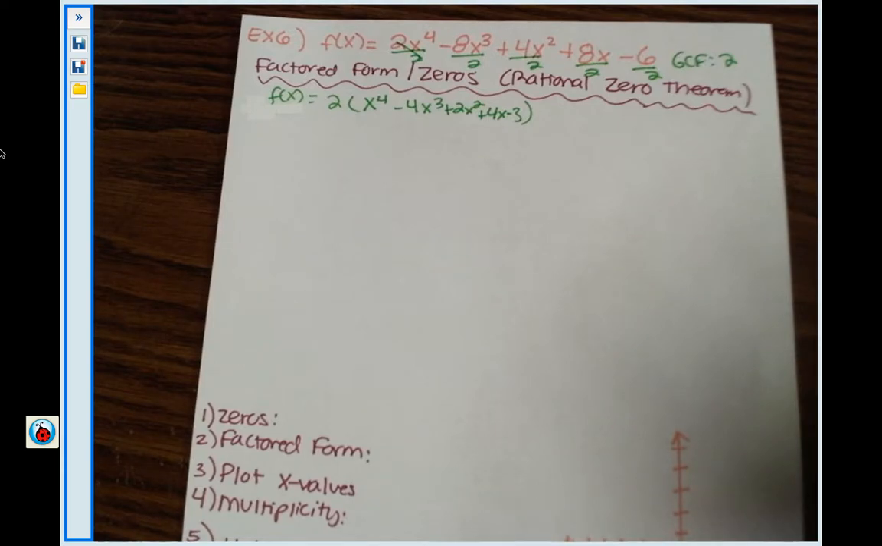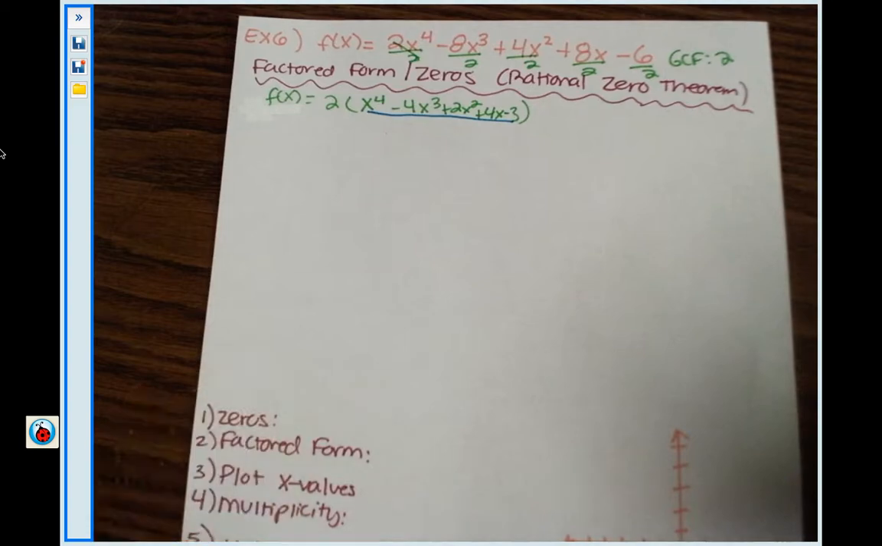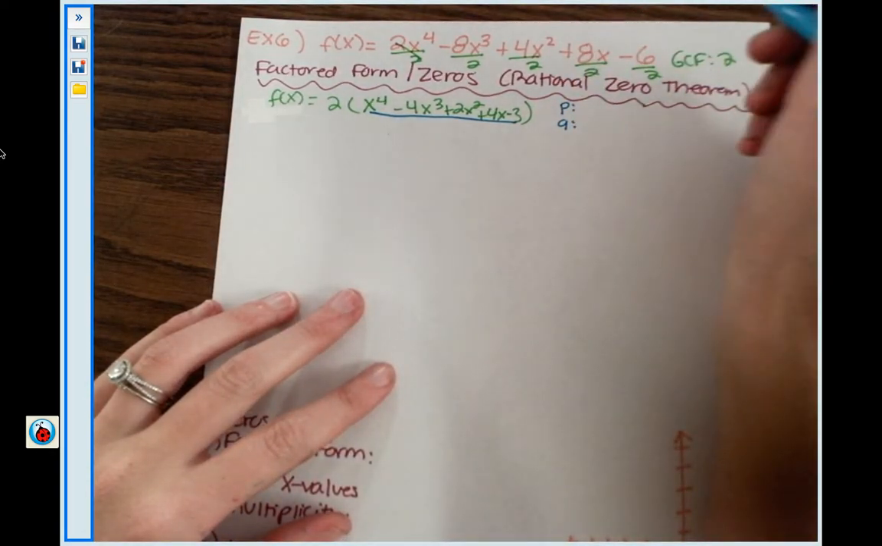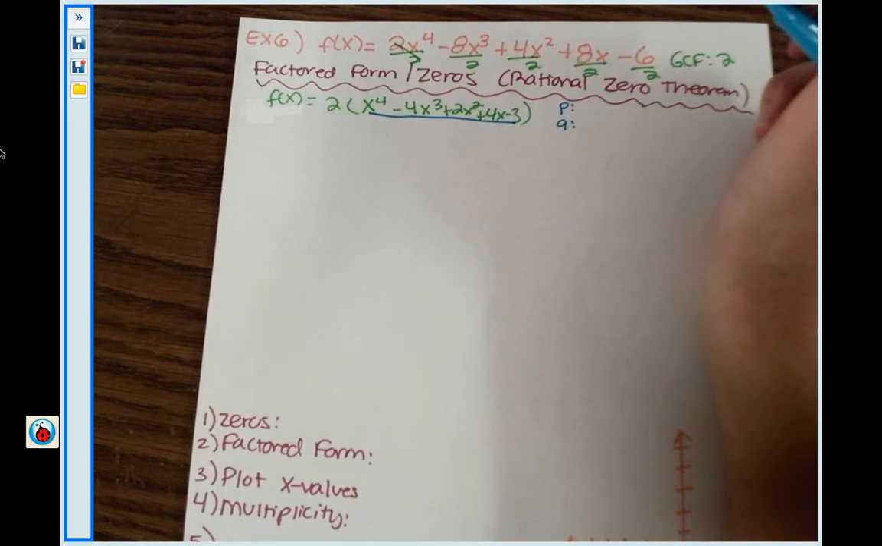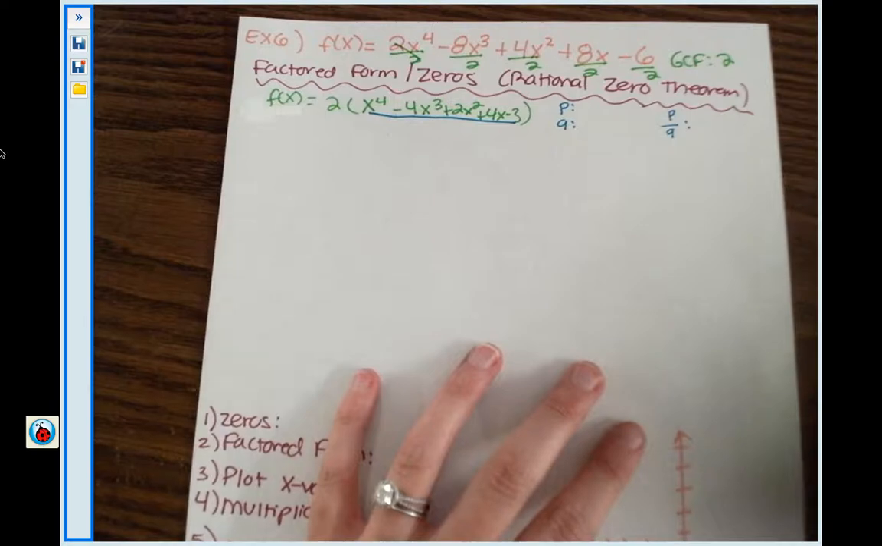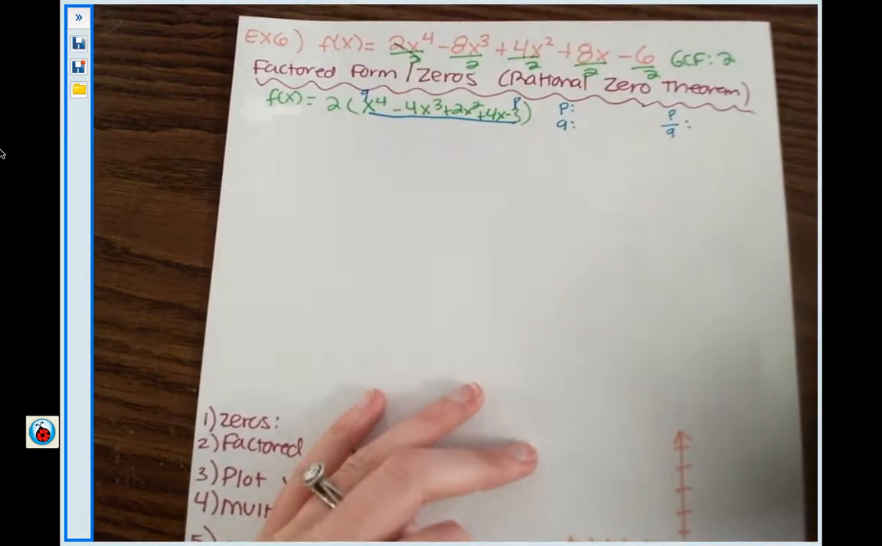From now on, I do not go back to the original. I look at what is left over, and this is what I'm going to use for my p's, q's, and p over q's, and also what I'm going to use when I start synthetic division. All right, let's find the p's, the q's, and the p over q's. It's a really short list, so I think I can squeeze it all over here. My p's come from the last term, and my q's come from the first term.